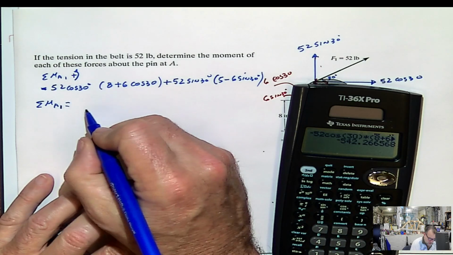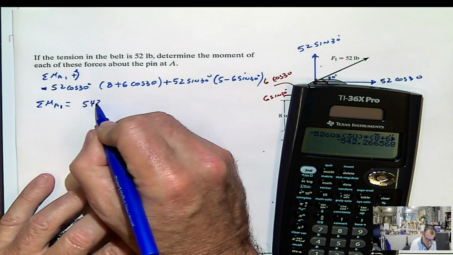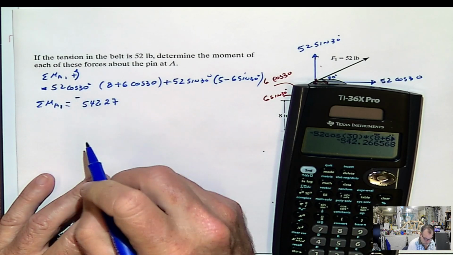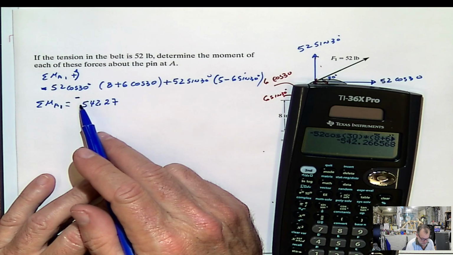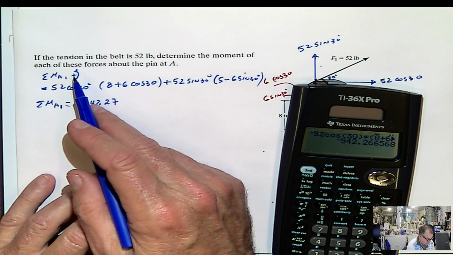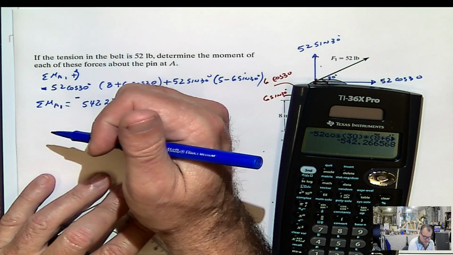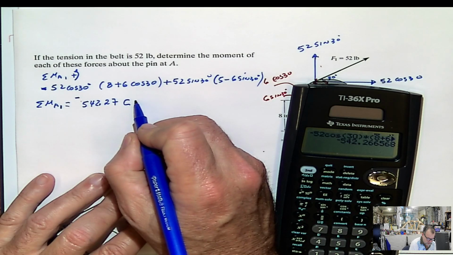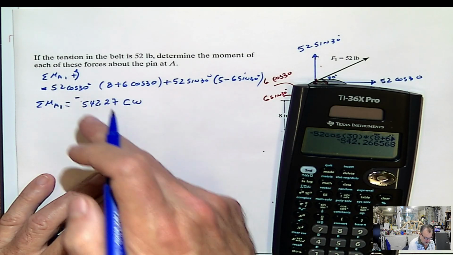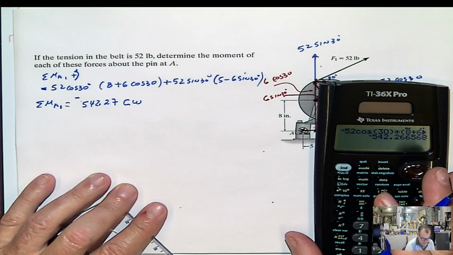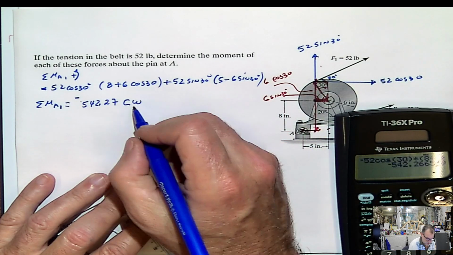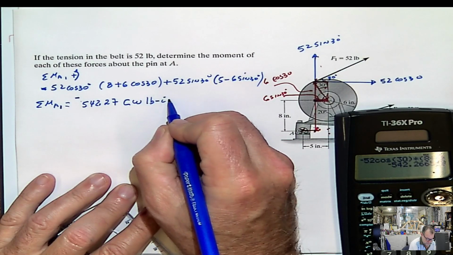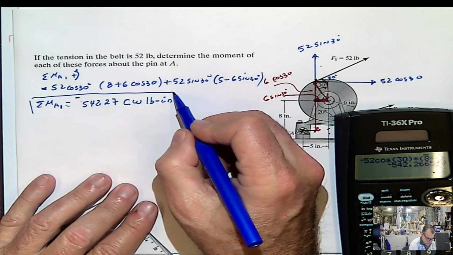So that will be negative 542.27. Negative, remember, negative. And that negative, what does it mean? It means that if I assume that this was a positive direction, counterclockwise, and I got a negative, that means the direction is going to be clockwise, opposite to what I assumed was positive. And of course, it's going to be pounds per inch. That's it.